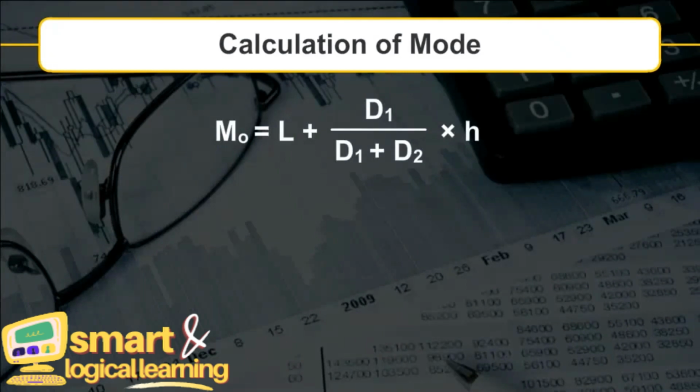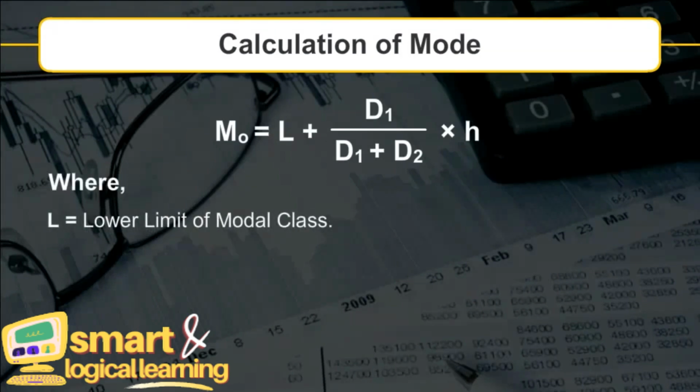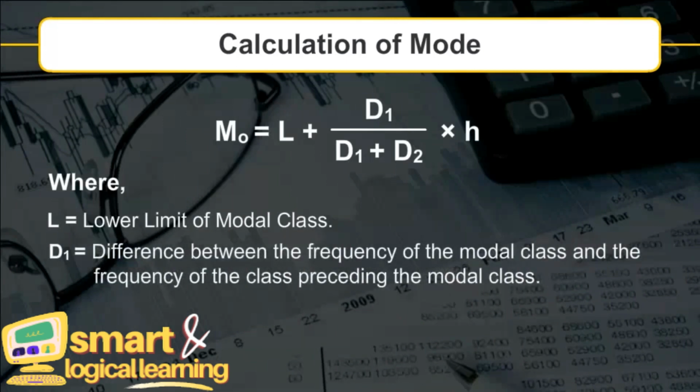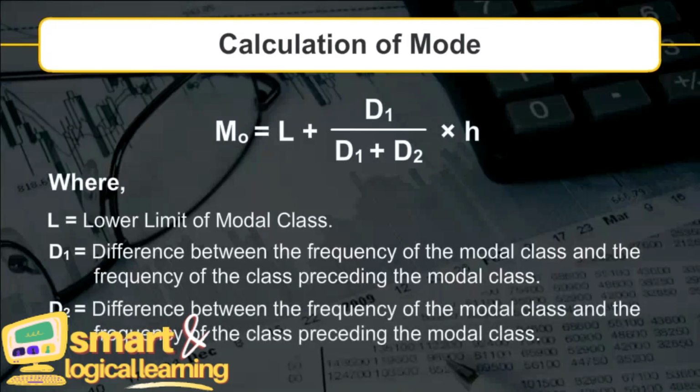MO is equal to L plus (D1 / (D1 plus D2)) into H, where L is equal to lower limit of modal class. D1 is equal to difference between the frequency of the modal class and the frequency of the class preceding the modal class. D2 is equal to difference between the frequency of the modal class and the frequency of the class succeeding the modal class. H is equal to class interval of the distribution.